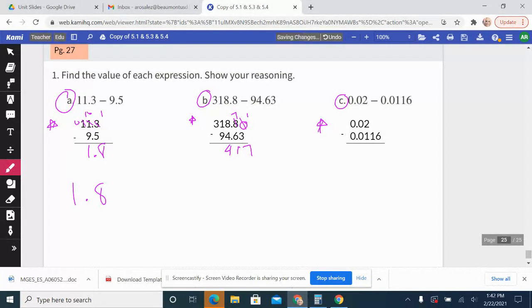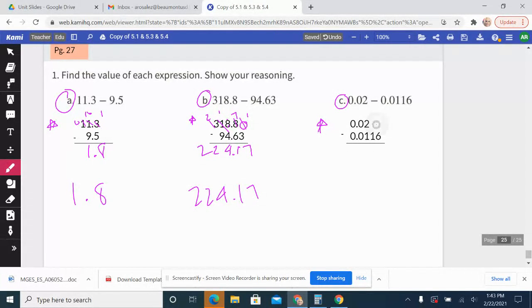1 minus 9, you can't do that. So that's going to become 11. And that's going to become a 2. So 11 minus 9 is your 2. And then your 2 minus 0 is 2. So your decimals, there's 2 spots, so it's right there. So 224.17.